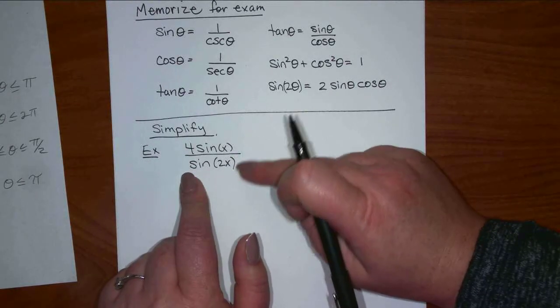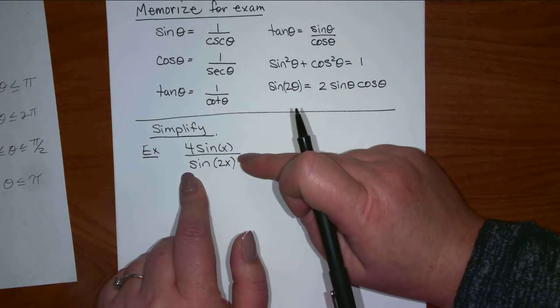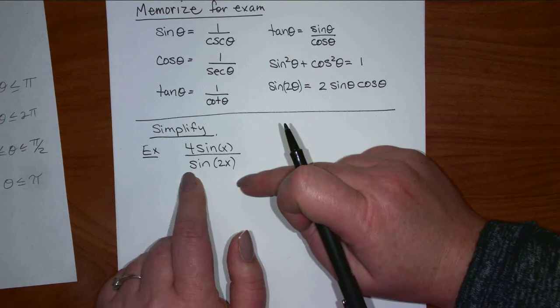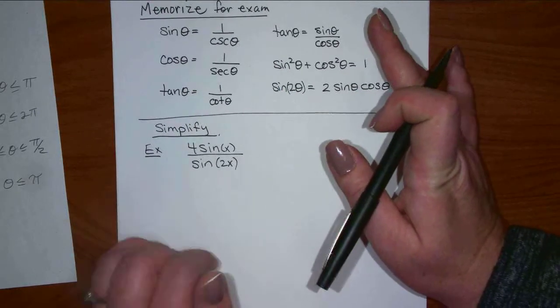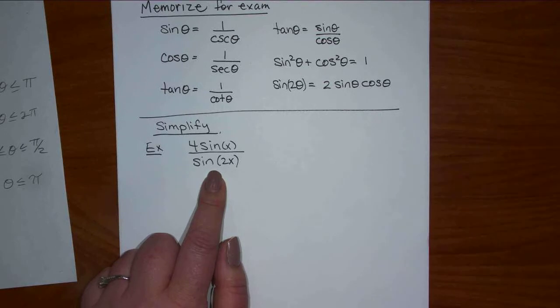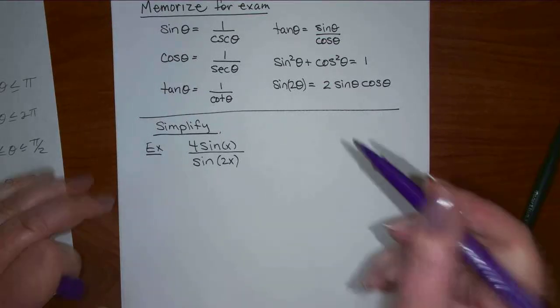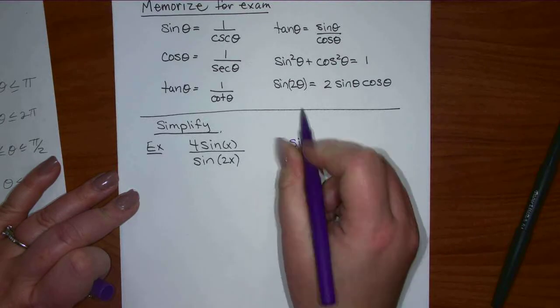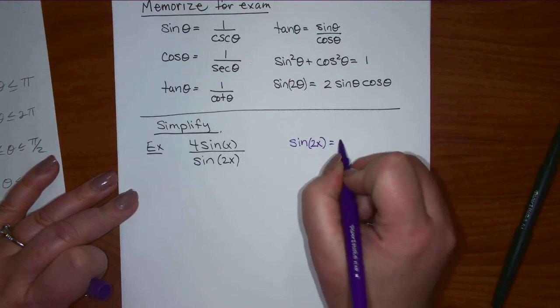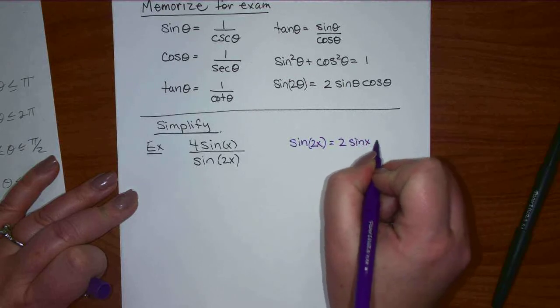You can't do anything to simplify this at all unless the argument, that's whatever comes after the trig, is the same. And they are not the same. One's an x and one's a 2x. So you can't do anything as it is. But there's an identity for this. And what's the identity? Sine 2theta, but that could be a 2x, is 2 sine x cos x.